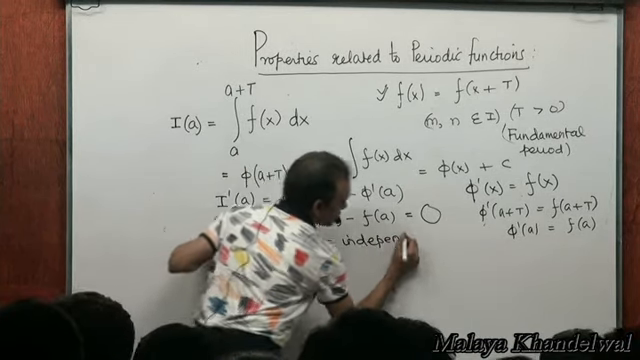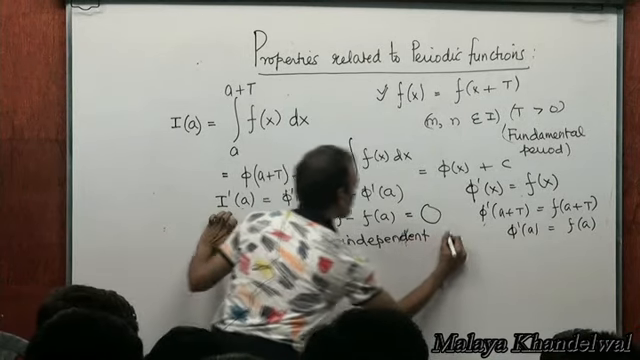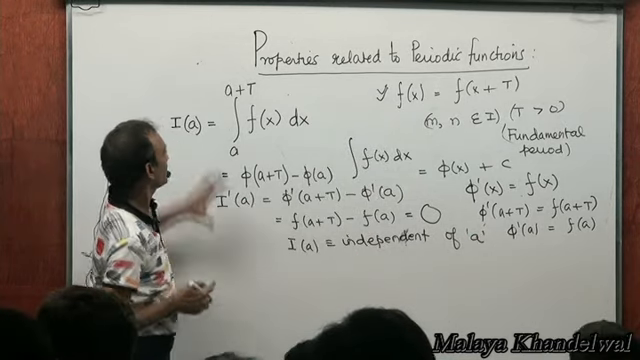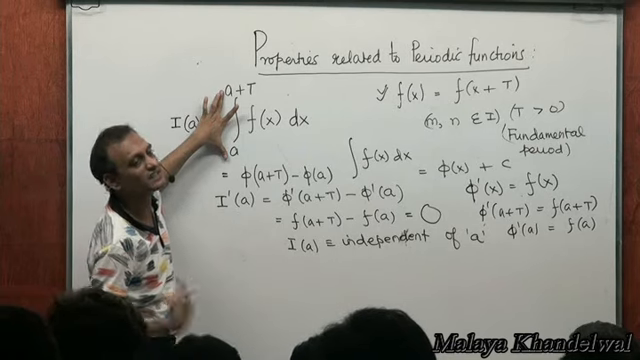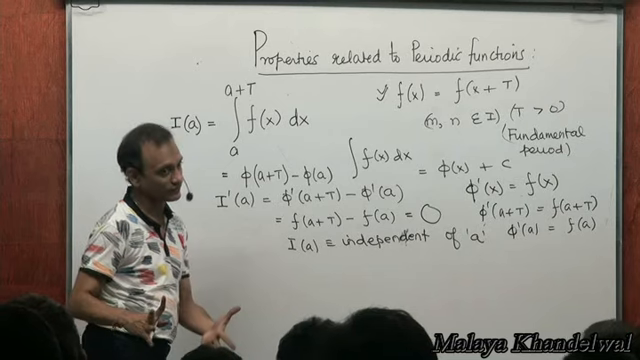Independent of a means having the same value for all a. This expression I(a) therefore is independent of a, has the same value for all a's. Right?